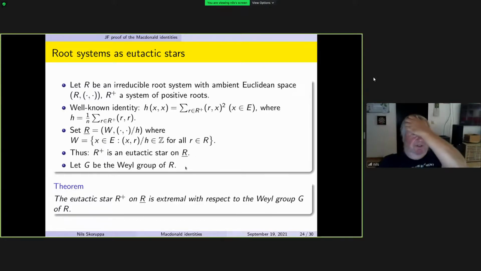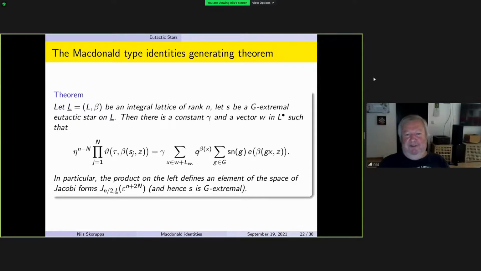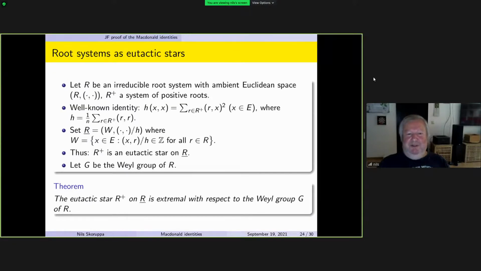Okay, and now we take the Weyl group G of R, and the theorem is that the eutactic star R plus on this co-root lattice R is extremal with respect to the full Weyl group G that we have. So that's a theorem which we can apply immediately to these identities. This identity holds for this root system R, and this identity is then nothing else but the Macdonald identities. So that's the proof for the Macdonald identities.